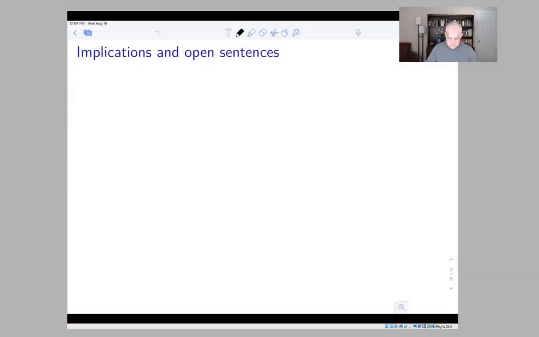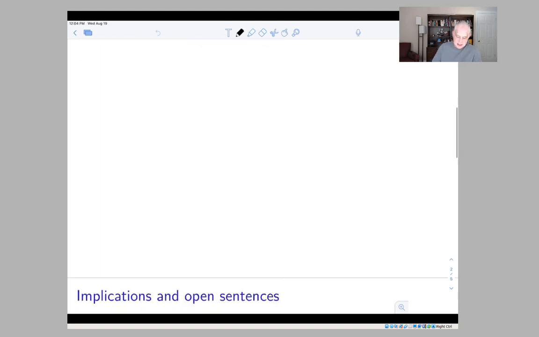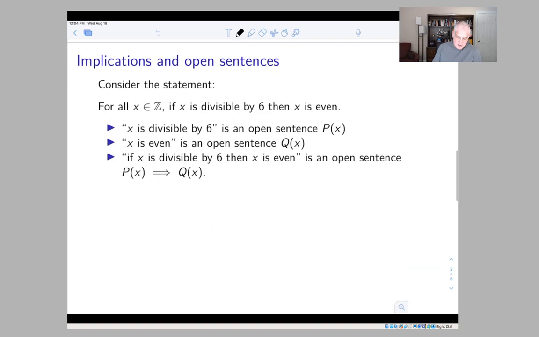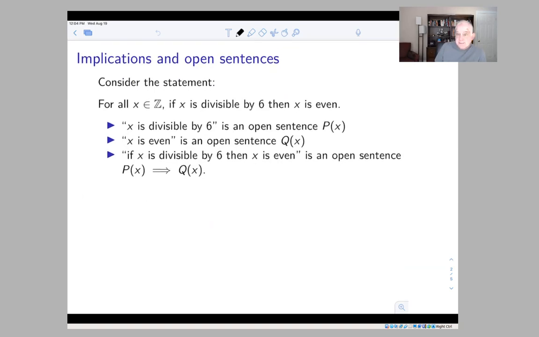used in mathematics. A convention is something that we take for granted, which is implicitly understood by people without being spelled out. So let's see where this takes us. So we want to talk about how implications and open sentences interact. So let's start by looking at an example.